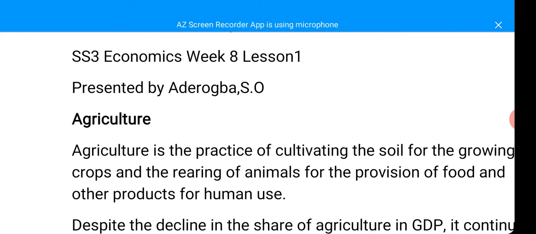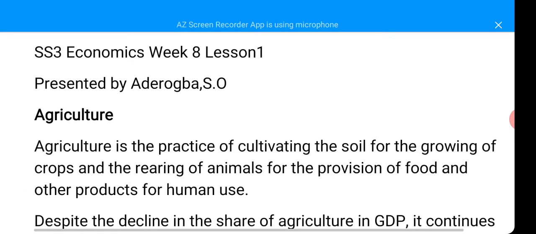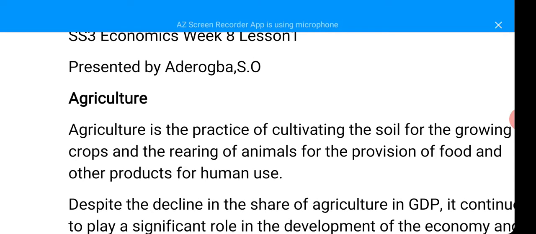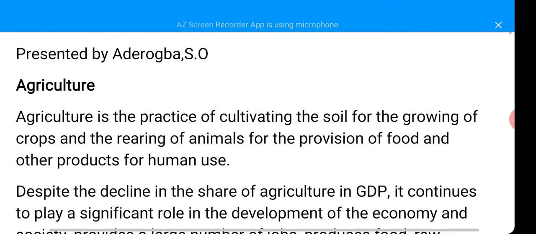And the topic is agriculture. We shall start by looking at the meaning of agriculture. Agriculture is the practice of cultivating the soil for the growing of crops and the rearing of animals, for the provision of food and other products for human use.